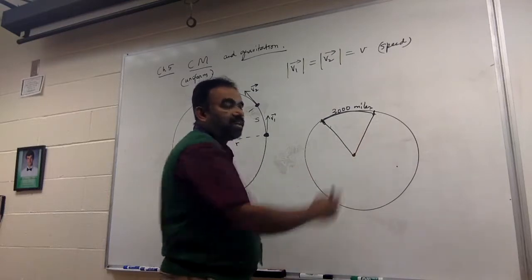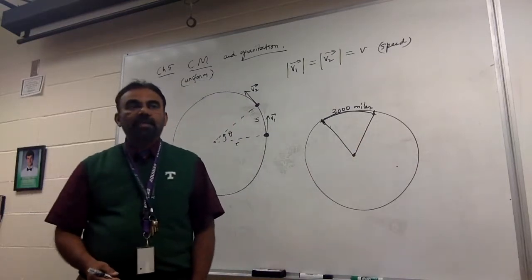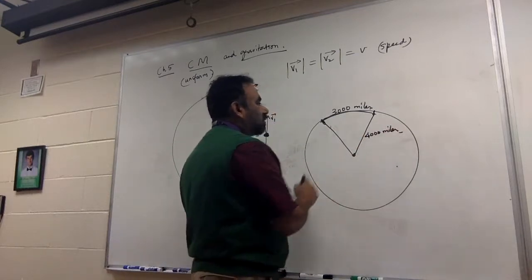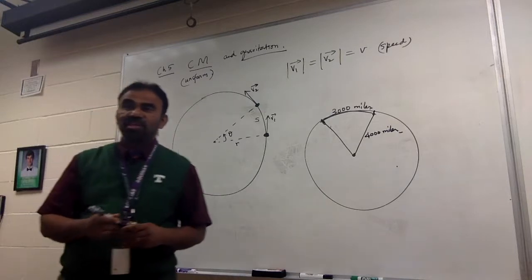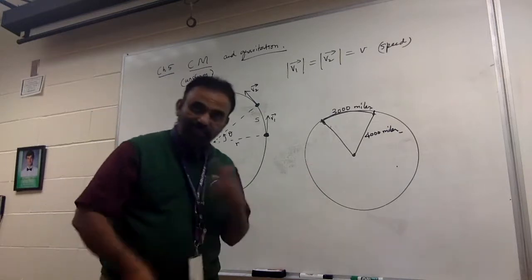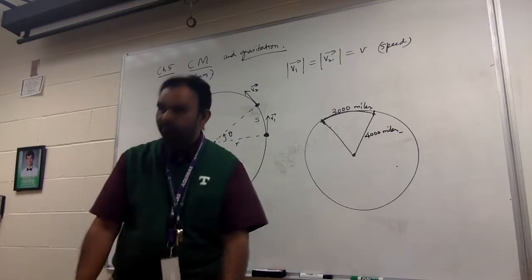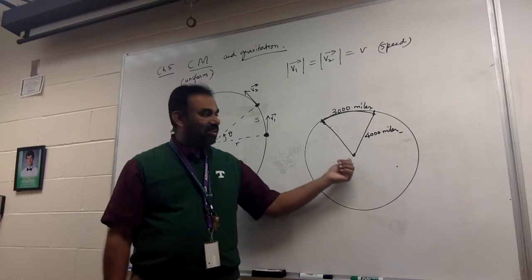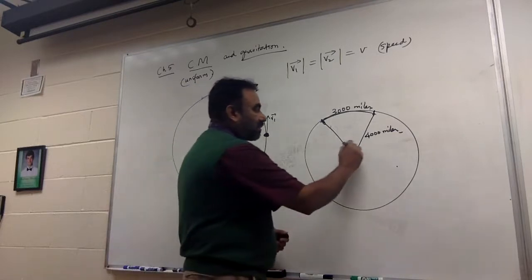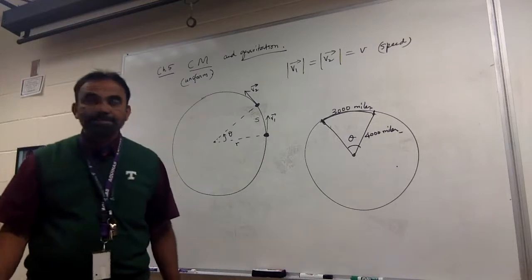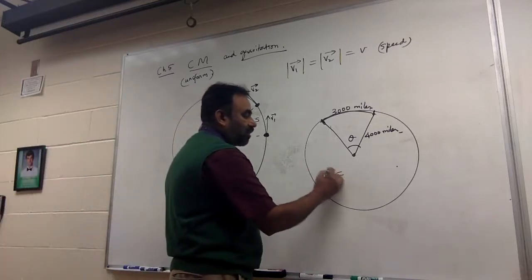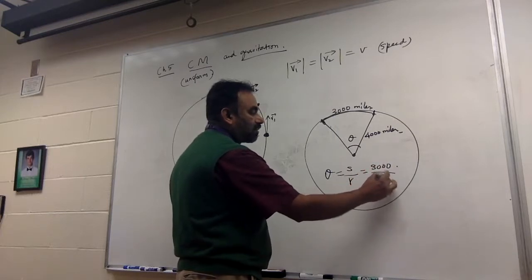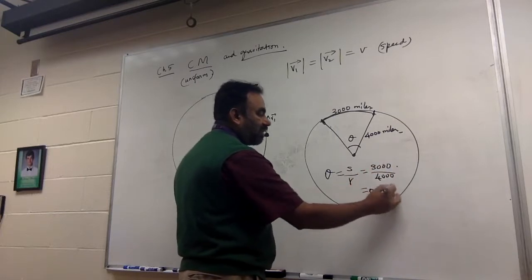What is the radius of the Earth in miles? 4,000 miles. So the radius is 4,000 miles. That means if you dig 4,000 miles, you go to the center, you keep digging another 4,000 miles you reach the other side. Now this is the angle. Can you find the angle in radians first? Angle is equal to S over R, which is 3,000 over 4,000, which is 0.75 radians.